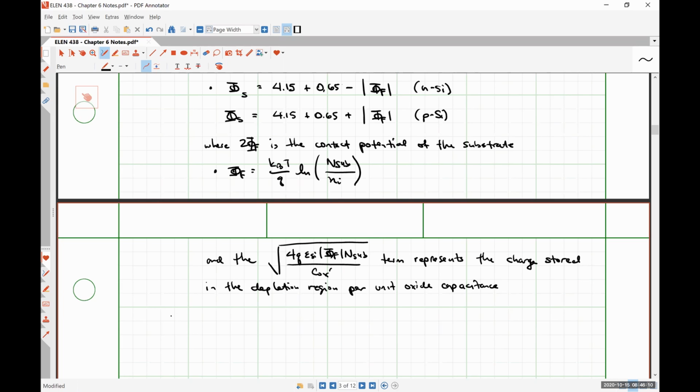Alrighty, so in practice, the native threshold voltage, which is what we've been talking about, obtained by the equation above, may not be suitable for all circuit designs.